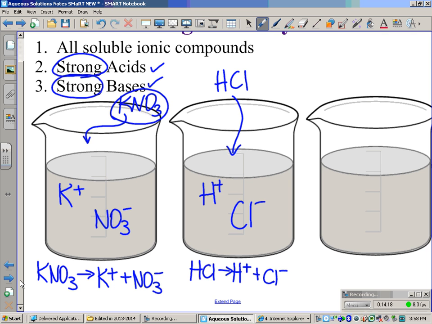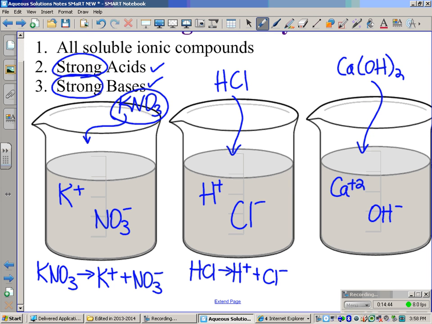Let's do an example of a strong base too, so you have an example of one of each of these. We know our strong bases are the group 1A metal hydroxides and group 2A metal hydroxides from calcium down. So let's use calcium hydroxide as our example. So when we put calcium hydroxide in water, being that it is a strong base, that means it is a strong electrolyte, and that means it will completely break up. So it will break up into Ca plus 2 and hydroxide.